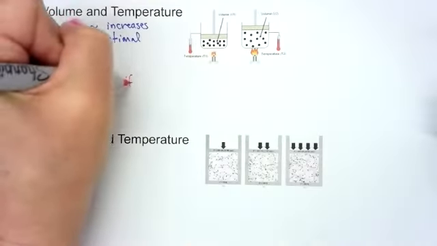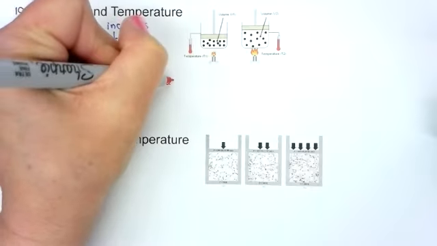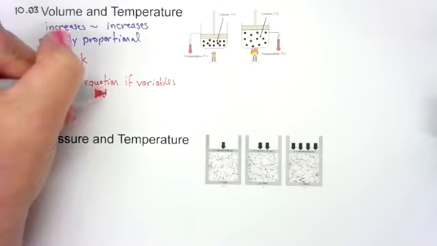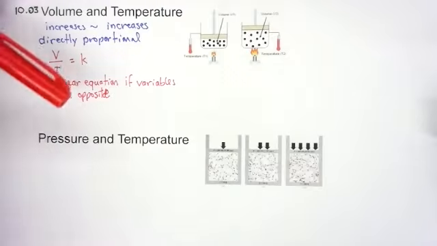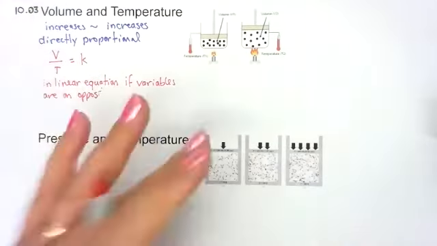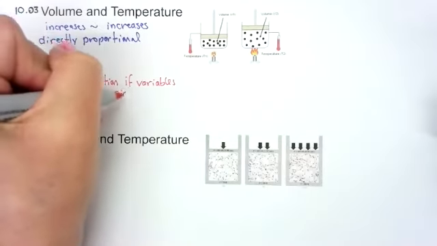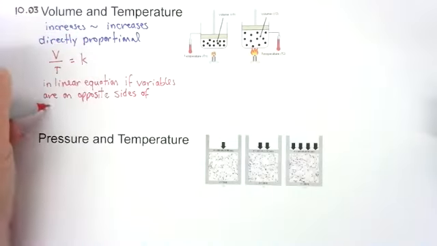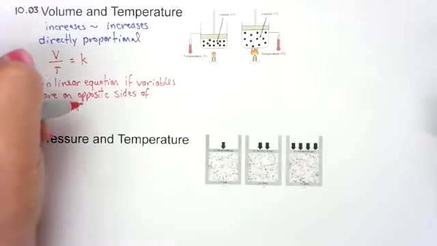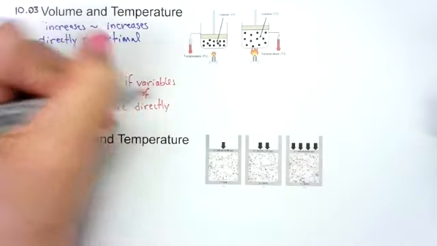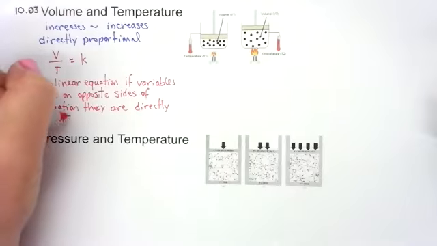But in a linear equation, if variables are on opposite sides of the equation, they are directly proportional.